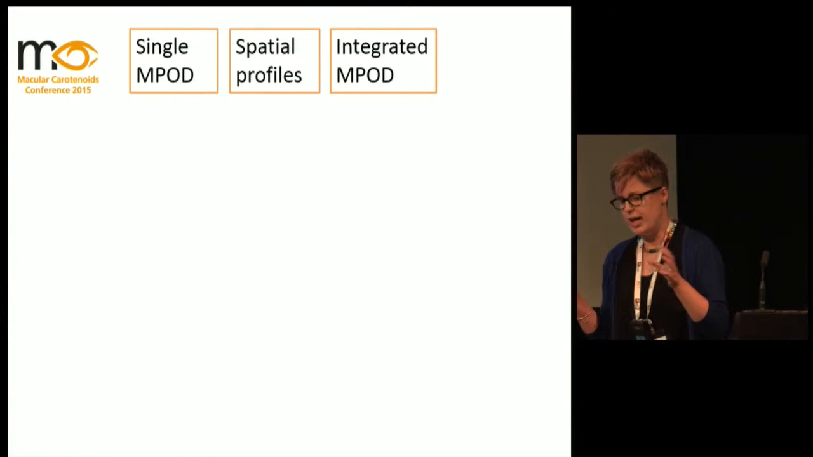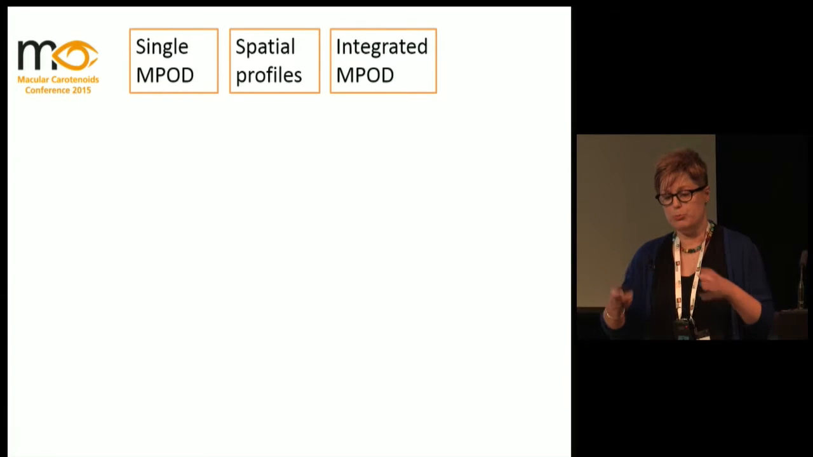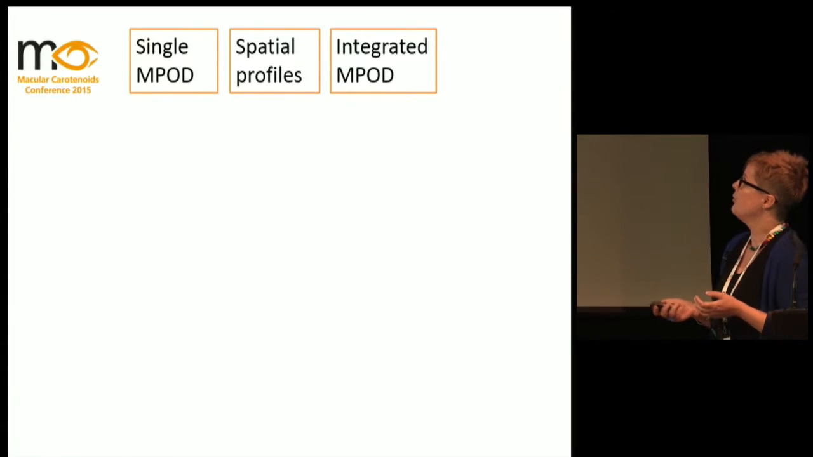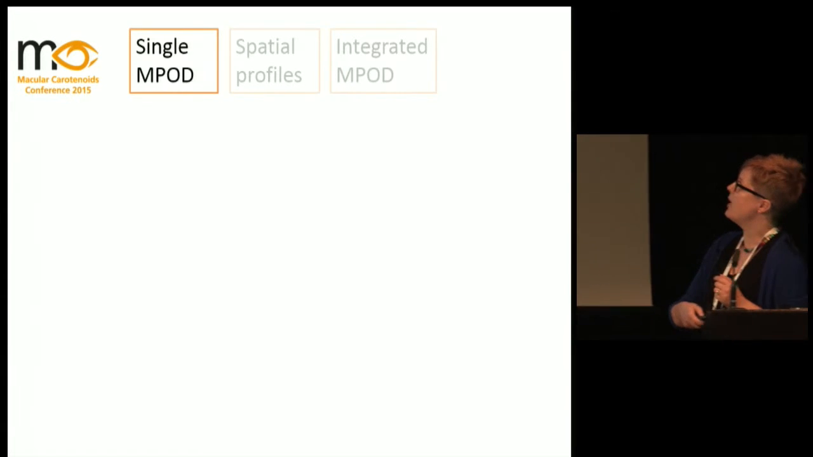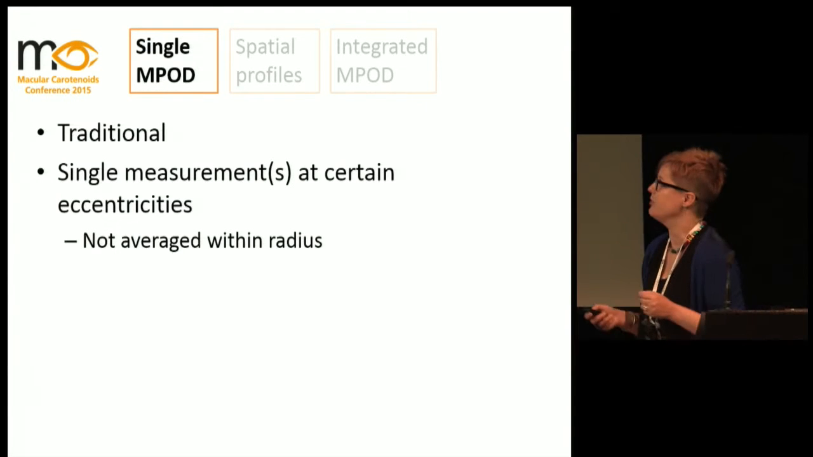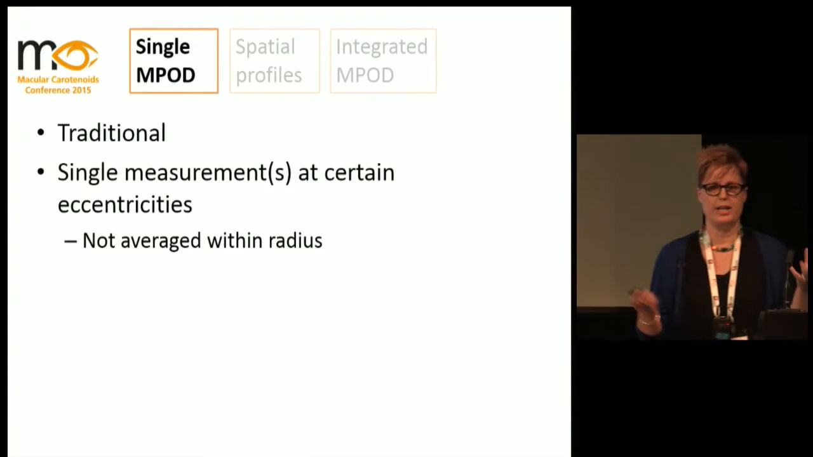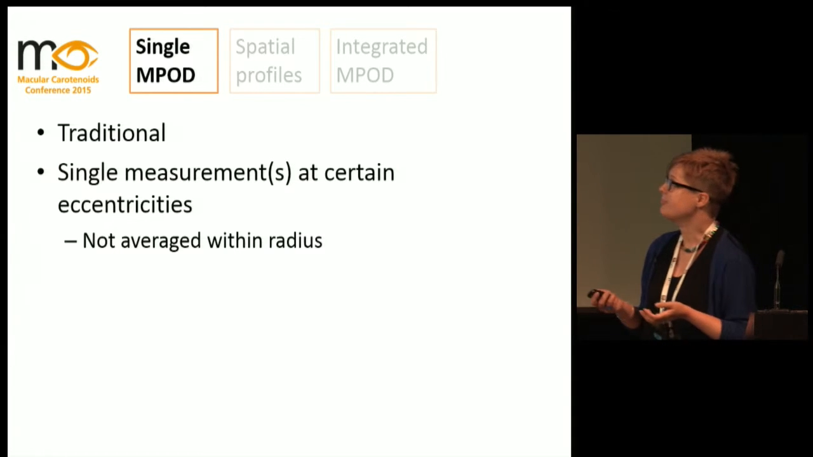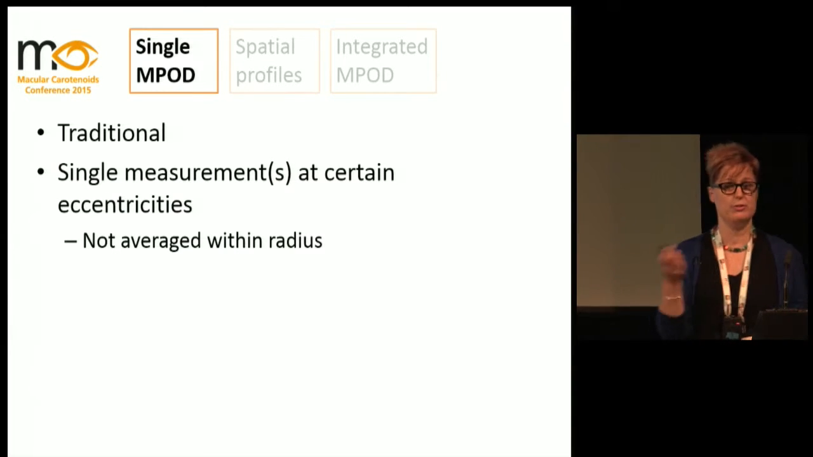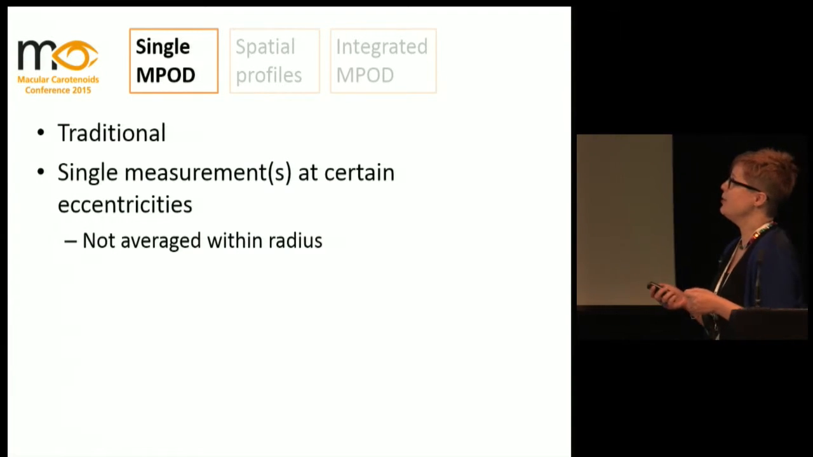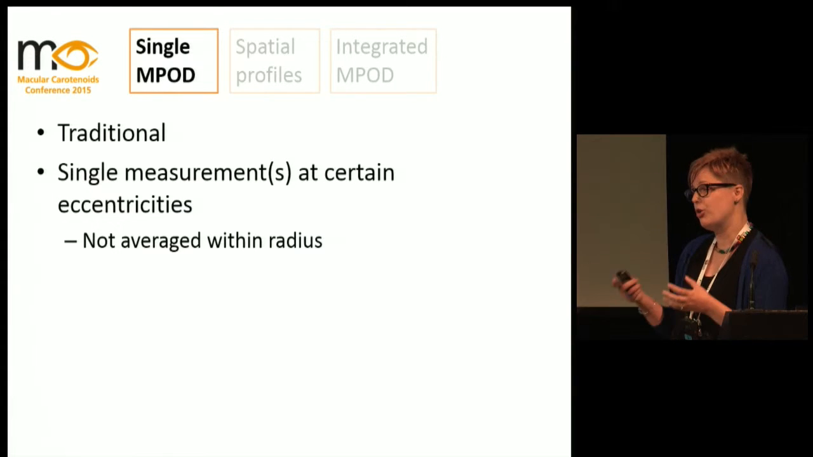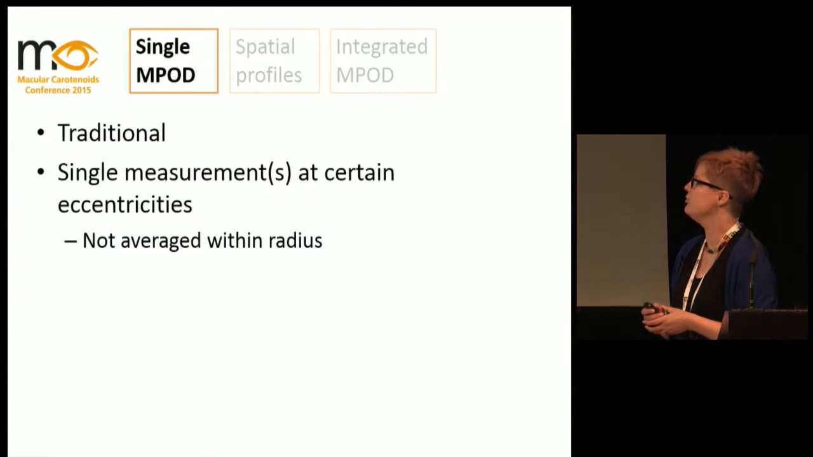So let's have a look at the different ways in which we can report macular pigment. I start off by looking at the single measurements, and it's a very traditional way of reporting macular pigment. I think we all use it, or have used it at least in the past. And it's a great way of showing how this would reflect when we use spatial profiling.